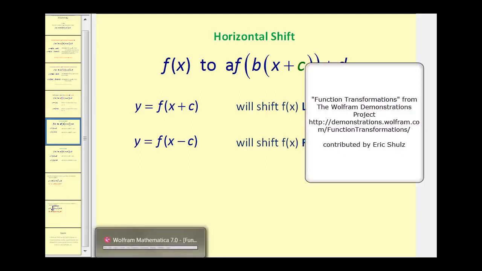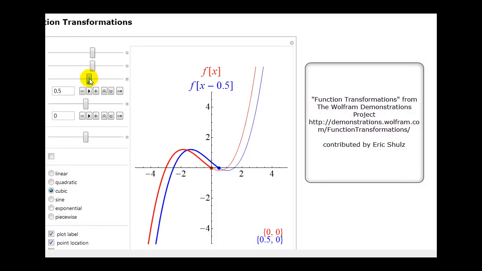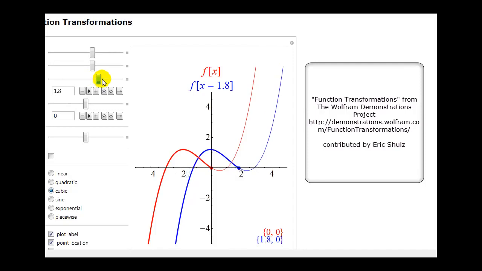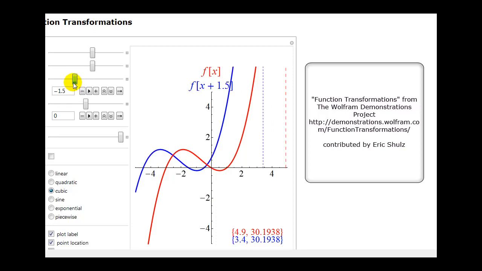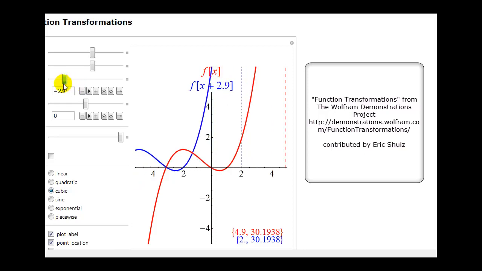Let's go back to our graph. Notice when we see x minus a constant, the blue function is shifted right c units. And if we see f of x plus a constant, the graph is shifted left c units.